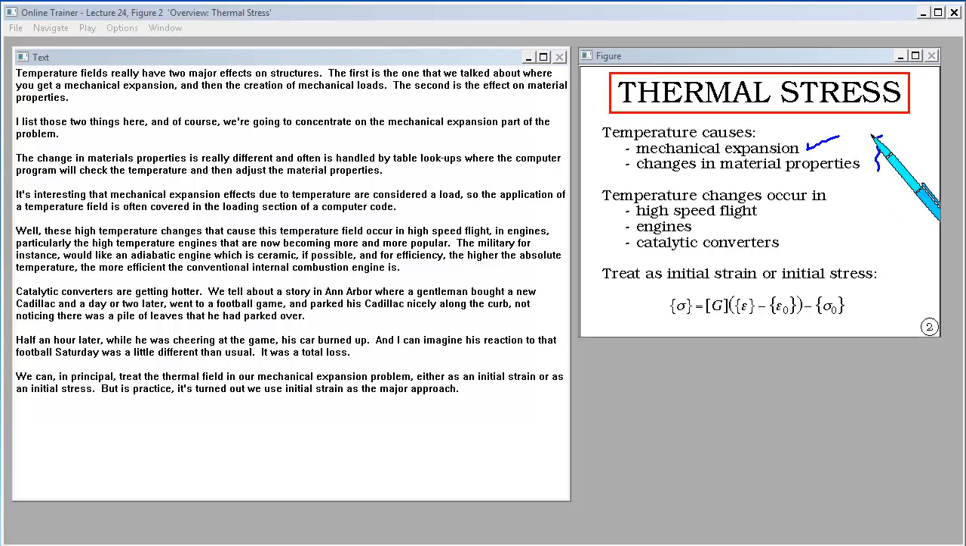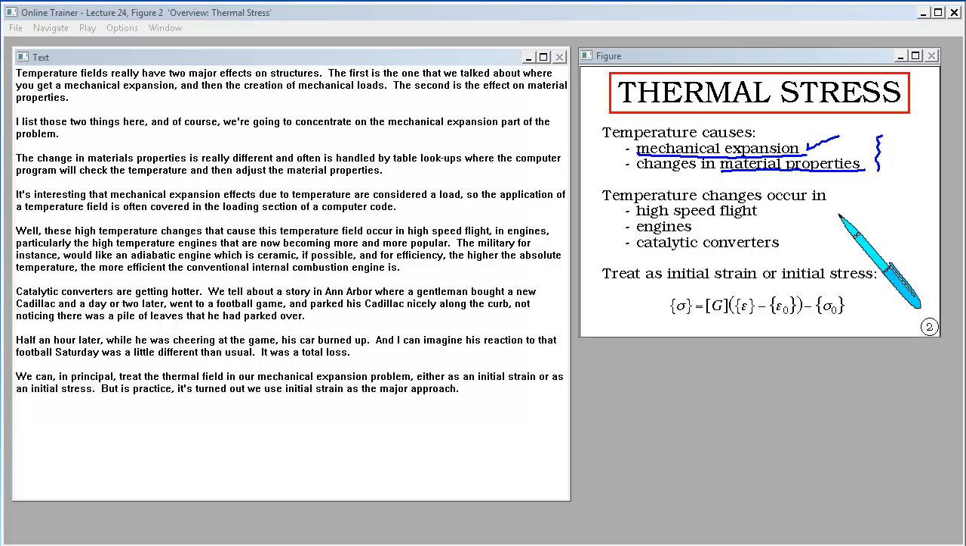The change in materials properties is really different and often is handled by table lookups, where the computer program will check the temperature and then adjust the material properties. It's interesting that mechanical expansion effects due to temperature are considered a load, so the application of a temperature field is often covered in the loading section of a computer code.